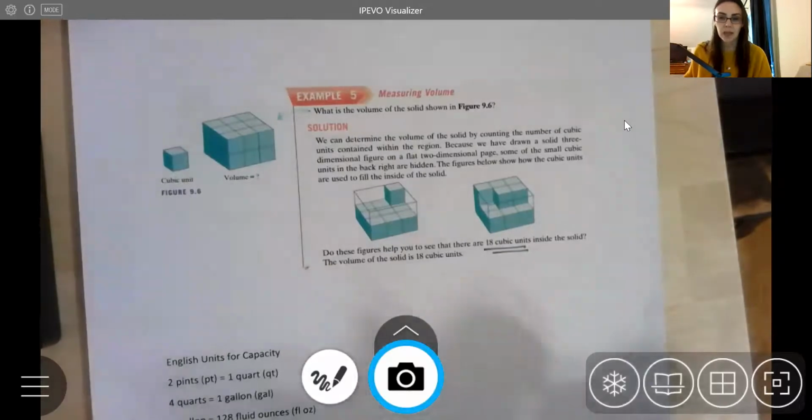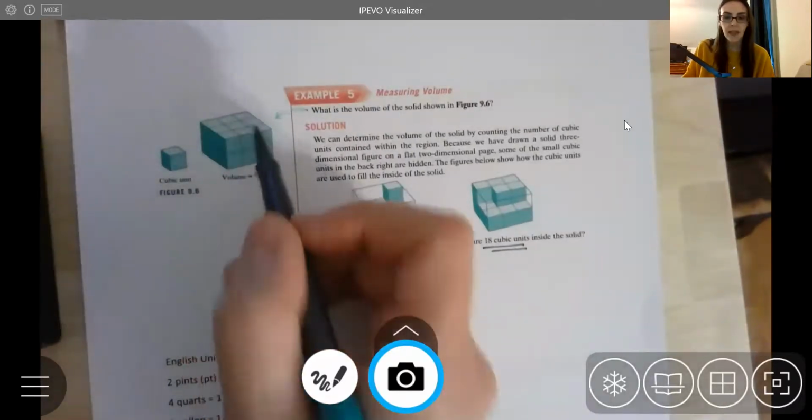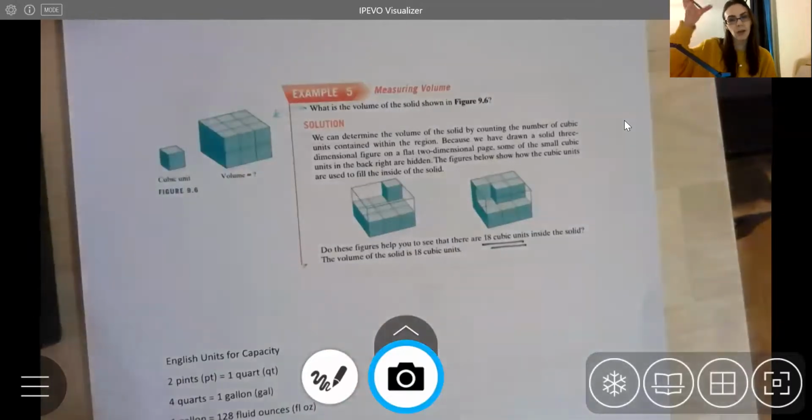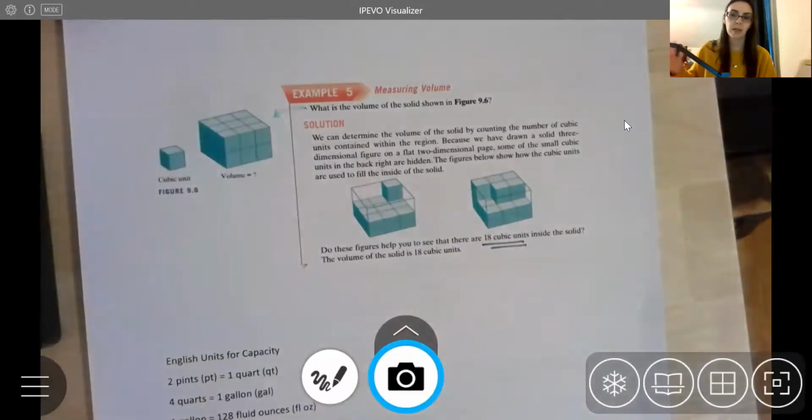So with the 3D images, it's a little bit harder to see. So I would try to count maybe the top and then think about how many layers you have and know that those layers repeat down. So I have 9 units on top, but I have 2 layers. So 9 times 2 is going to give me the 18 cubic units here.